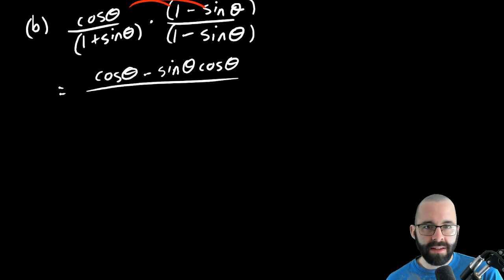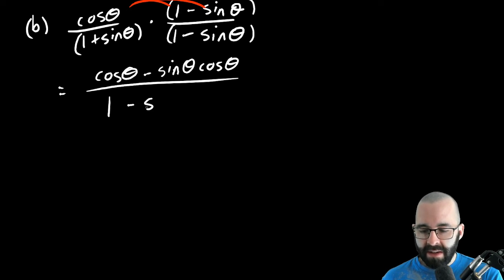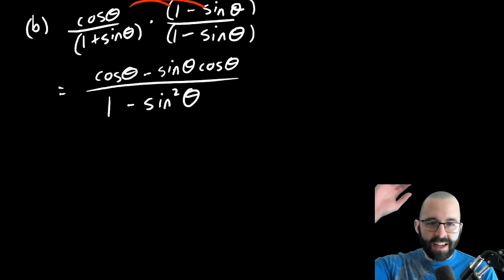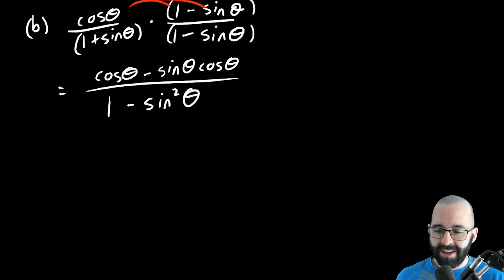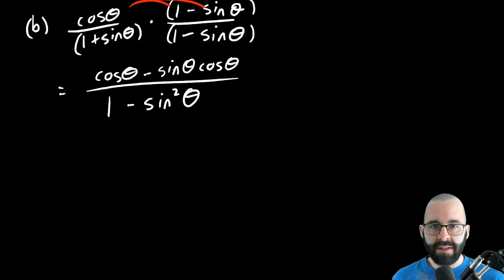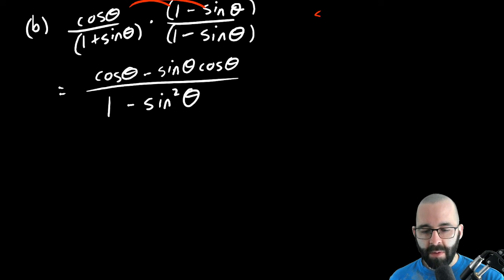1 plus sine, 1 minus sine. We could FOIL the whole thing out or use the shortcut. Get 1 minus sine squared of theta. And before you get upset and say, Jason, this is not looking good, don't worry. We're going to use, again, one of our Pythagorean identities. Sine squared of theta plus cosine squared of theta equals 1.